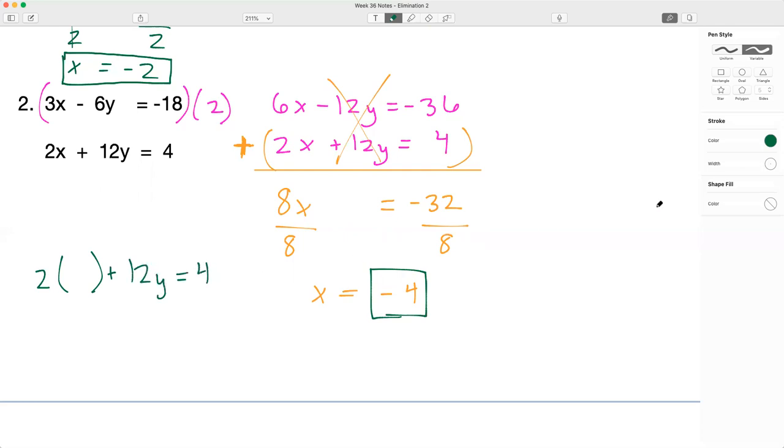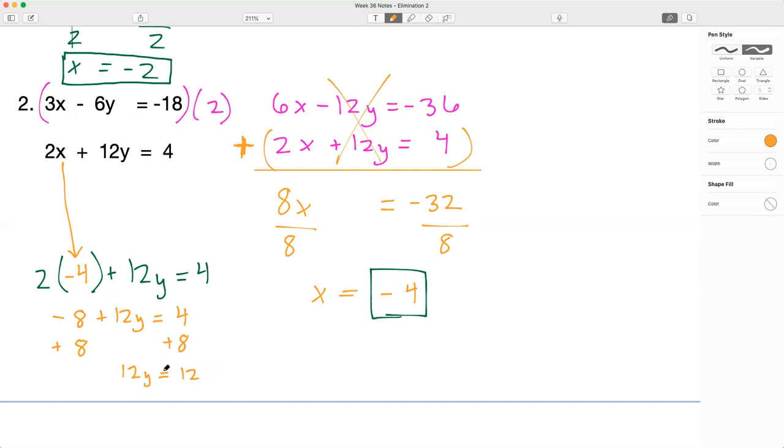And now what we're trying to get is one equation with one variable, so we can solve for the y now. We solved for the x, now we're going to go for the y. We use the x to solve for the y. So you're using the x right there. It went right there. So 2 times -4 is -8, plus 12y equals 4. Okay, and then plus 8, plus 8. Okay, so then we've got 12y equals 4 plus 8, which is 12.